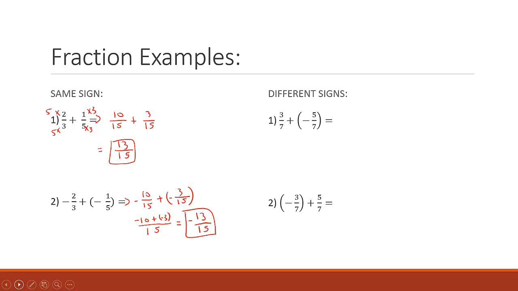Okay, what about different signs? In this first one, we have 3/7 plus negative 5/7. They already have a common denominator, so we could rewrite that as 3 plus negative 5 all over 7. These have different signs. The absolute value of negative 5 is larger than the absolute value of the 3, so I know my result will be negative. Find the difference of those two numbers. The difference of the absolute values of 5 and 3 is simply 2. So my result is negative 2/7.